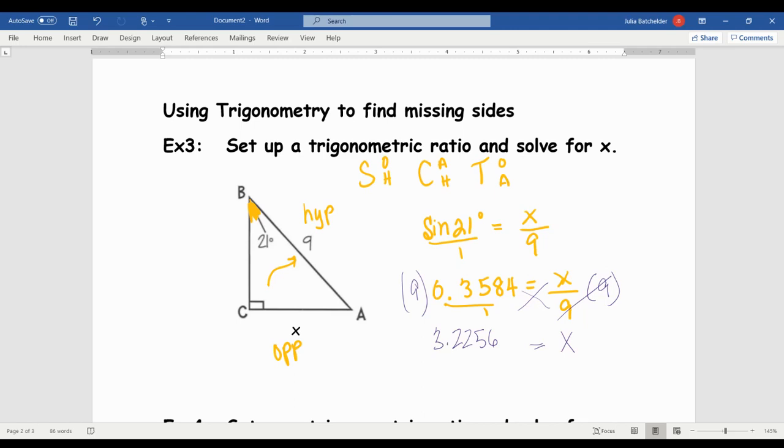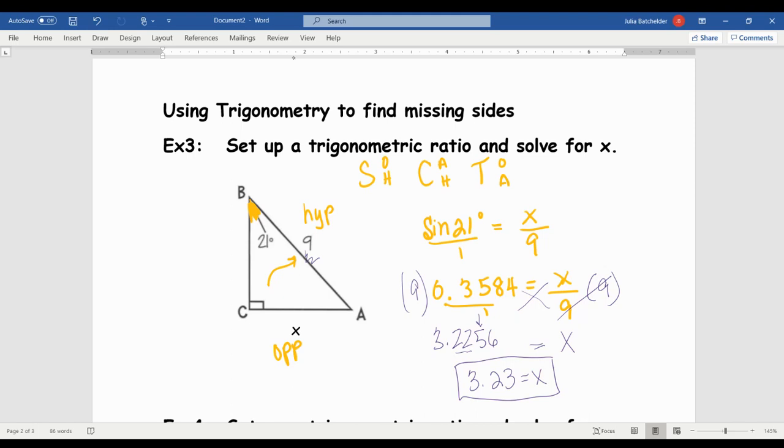3.2256. Most of the time when we round to 1 or 2 decimal places, I'm going to think of it in terms of money. So I'm going to call that 3.22. I have to look over here at the 5, and I'm going to call it 3.23 is equal to x. One thing you want to double check, your hypotenuse should always be the longest side, and 3.23 is definitely smaller than that. So that's a good sign.